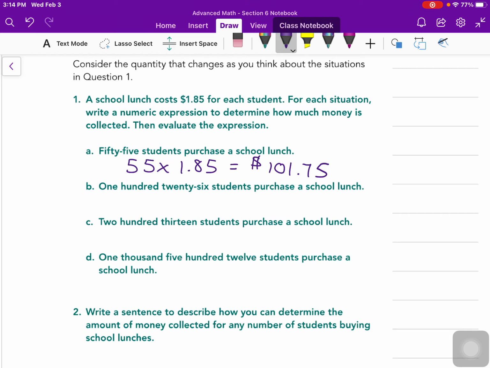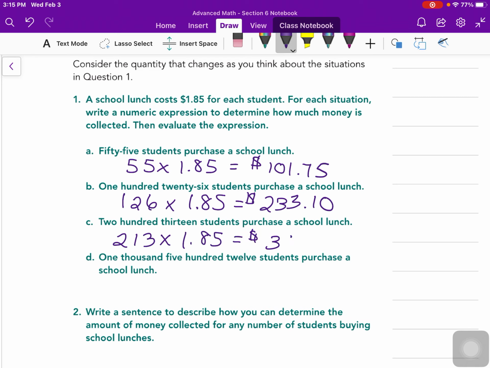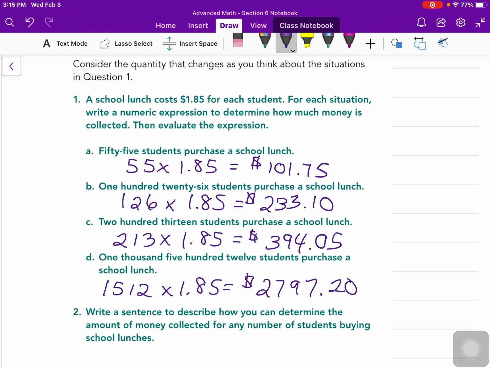Okay, as you come back, if you did B, 126 student lunches, you would have gotten 126 times $1.85 is $233.10. 213 students times $1.85, $394.05, and 1,512 students times $1.85 is $2,797.20.